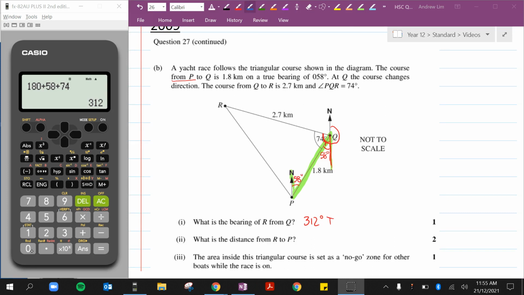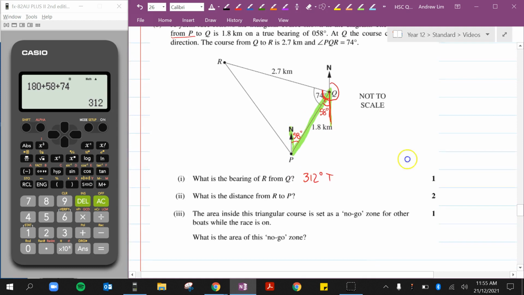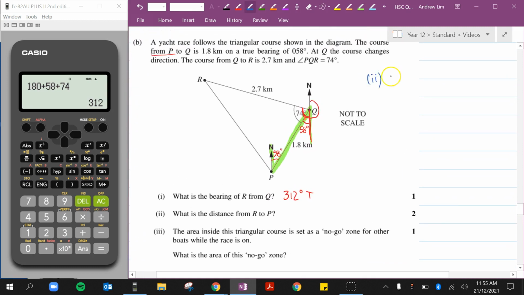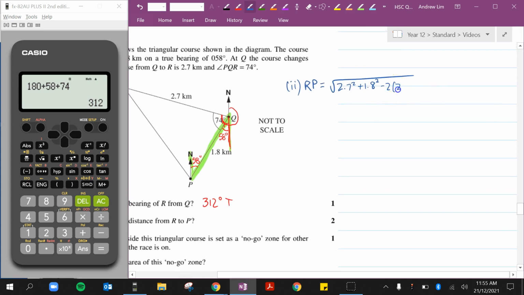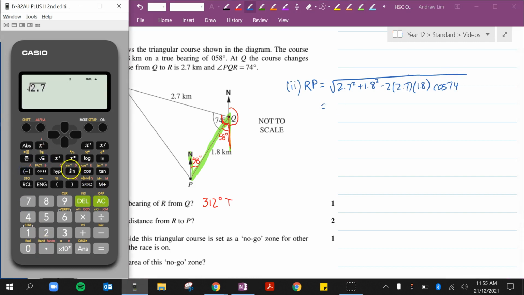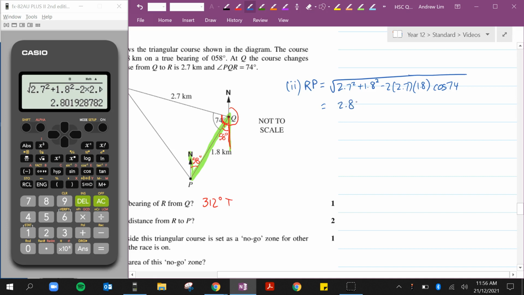Part 2, what is the distance from R to P? So we want to work out how long this distance is, which means we'll be using the cosine rule again because we've got 3 sides and 1 angle. So I might do that to this side here, part 2. RP is equal to the square root of a squared plus b squared minus 2ab cosine C. That's 2.7 squared plus 1.8 squared minus 2 times 2.7 times 1.8 times cosine of 74. 2.8 kilometers.